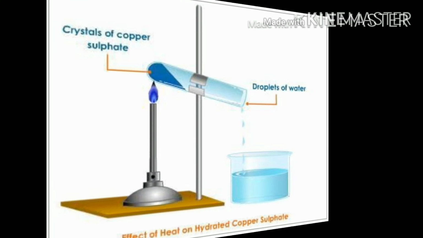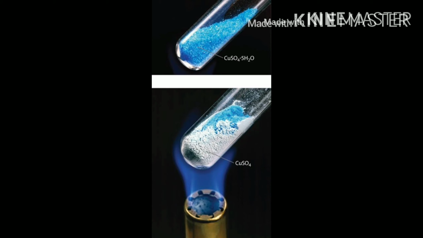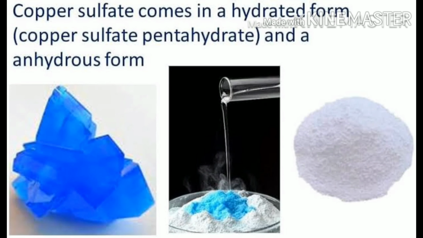So this is the entire experiment. So what happens? Please observe. The blue color substance, blue vitriol, that is copper sulfate pentahydrate, turns into white color. Why? Because the water is given out. So when you heat something, the water will be given out. So that is the entire experiment, and this is called water of crystallization. So there you observe the color change.